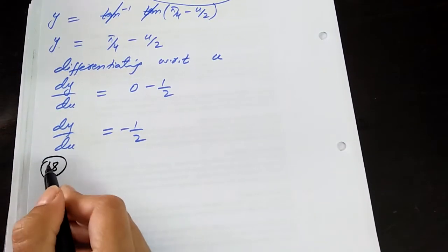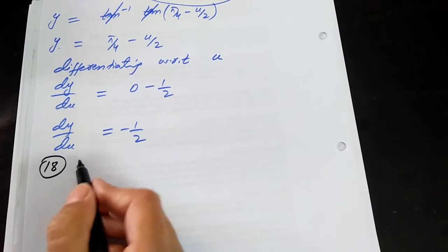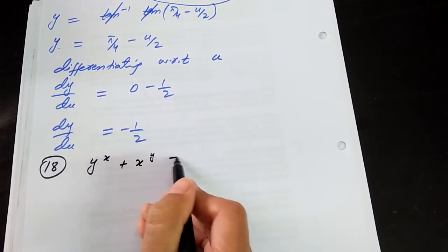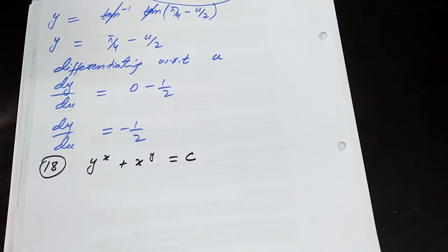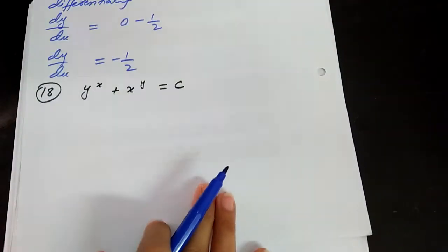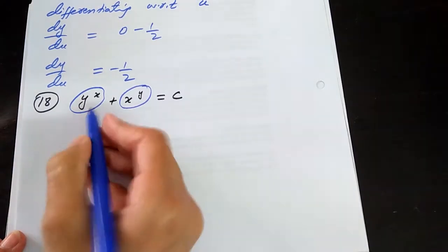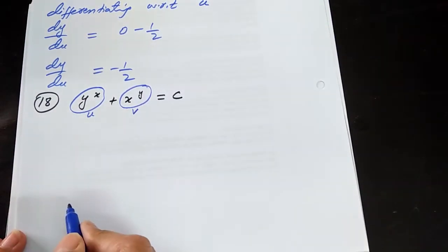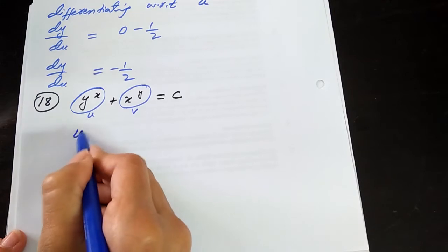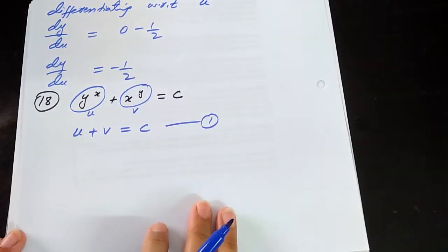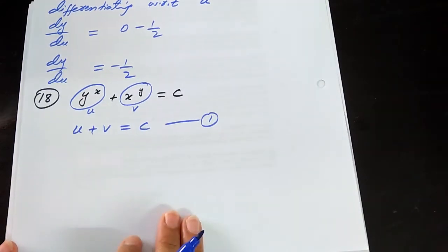Let's move on to question number 18. That is y raised to power x plus x raised to power y is equal to c. We need to differentiate it. Now this is an implicit function. Just separate it. Let this thing be u and let this thing be v. So I will get u plus v is equal to c. Mark it as equation number 1.